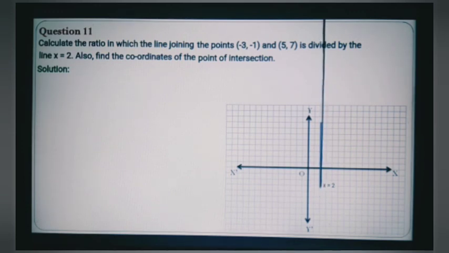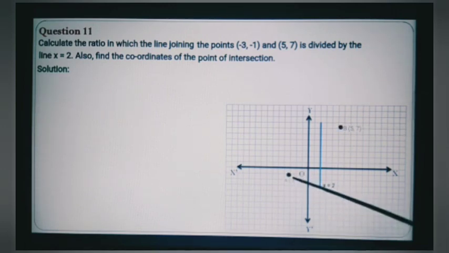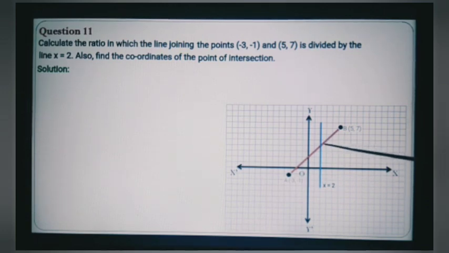Okay, so this is my x equals to 2, and let me plot these 2 points on the coordinate axis. So I have got minus 3, minus 1 lying over here, and 5, 7 lying over here. Okay, so let me join them. Fine. Now according to the question, this line x equals to 2 is intersecting at this point, right? So this point of intersection is dividing the line segment AB. Okay, according to the question, find in which ratio this line intersects the line segment AB. Okay, so let me take this point to be P.